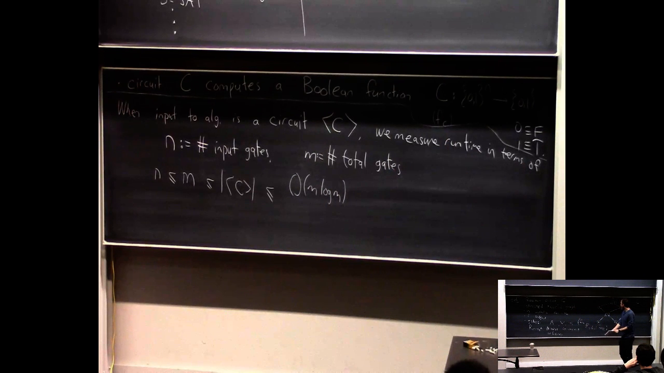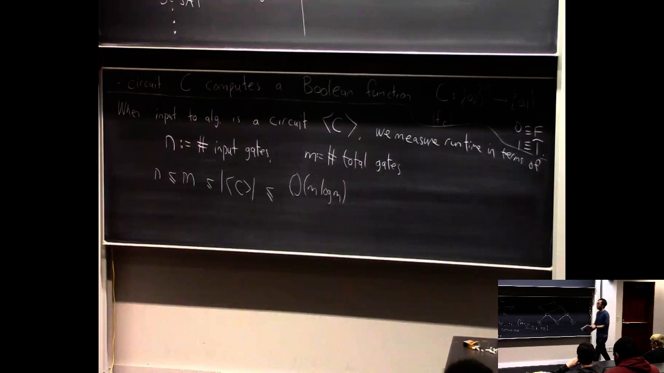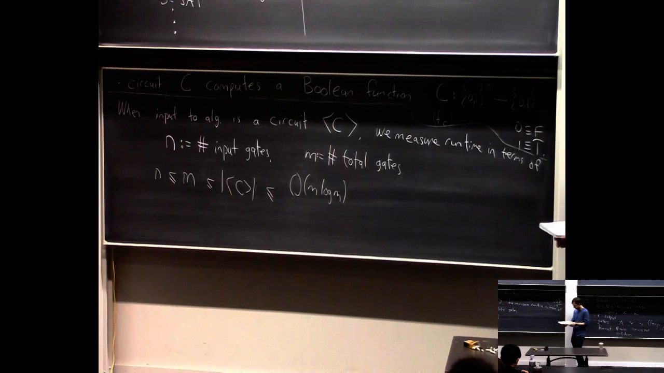Good. And actually, if you're the kind of person that likes to allow your AND and OR gates to take in more than 2 inputs, which is fine, then it's better to count the number of wires rather than the number of gates, because then you don't have a bound that the number of wires is bounded by the number of gates times 2.